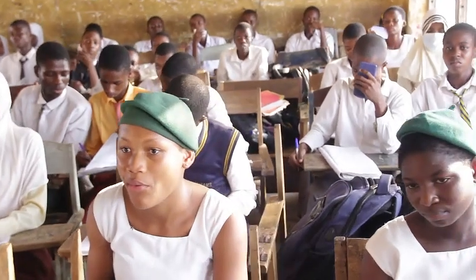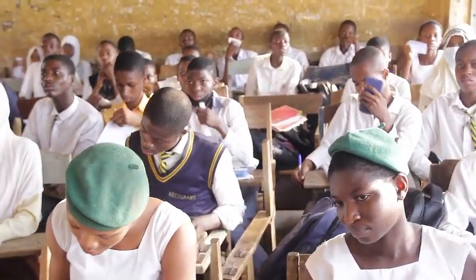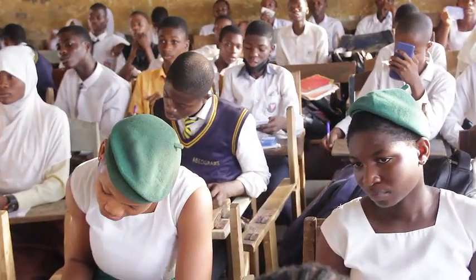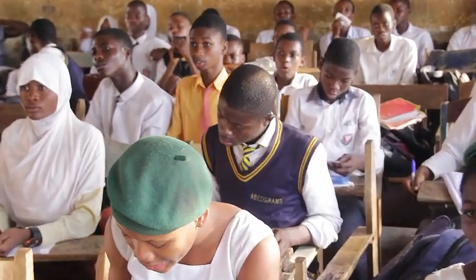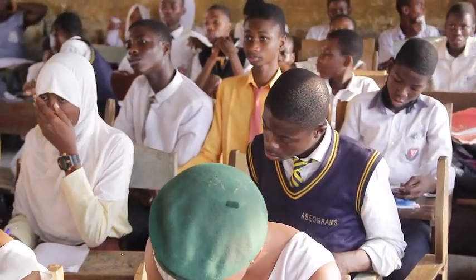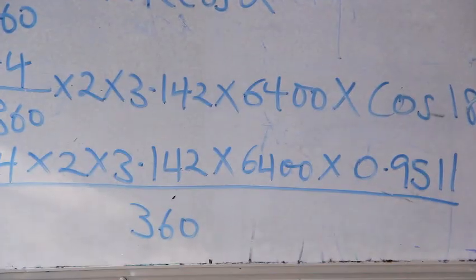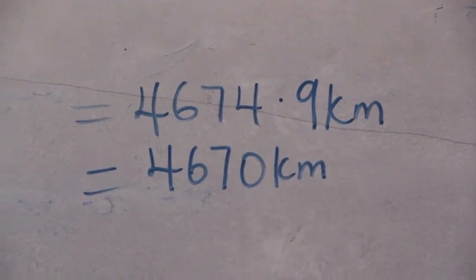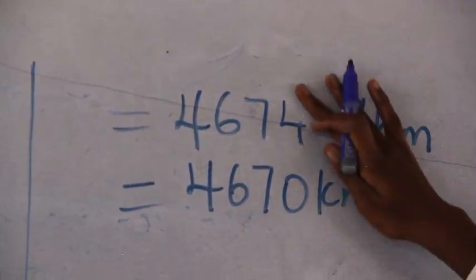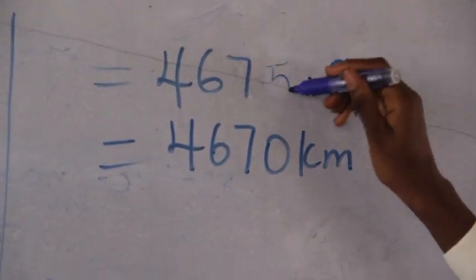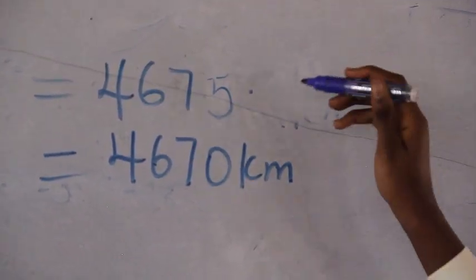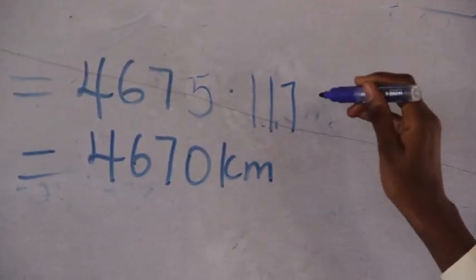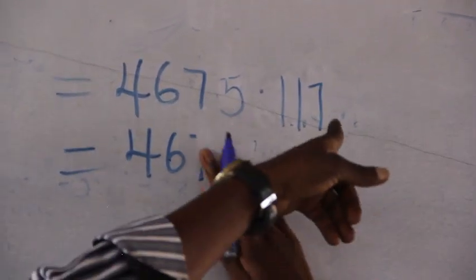Did you write it as 44 times 2 times 3.142 times 6 and 4 plus 18? No. You must first get the value of this, by 360. Is this the answer? No. What is the answer? 467. You are the one telling me what to write there now. 0.117 kilometer. Okay, kilometer, right? Kilometer here.